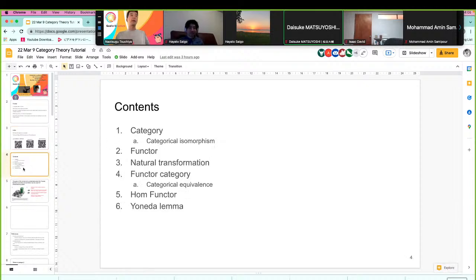And in terms of the contents, we plan to follow the structure of the paper published in Neuroscience of Consciousness. So we'll start with the category, and then go to functor, and then natural transformation. These three things are the basic concepts of category theory. Then we'll talk about the functor category and the hom functor. These two components are necessary to understand the critical component of today's tutorial, which is the Yoneda lemma. And along the way, we also mention two different levels of sameness. One is categorical isomorphism, and the other is categorical equivalence.